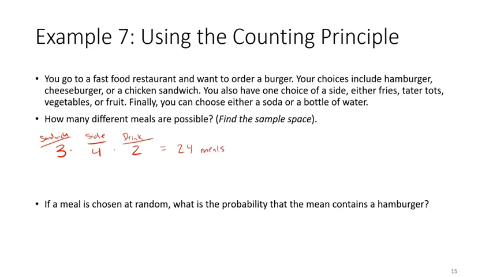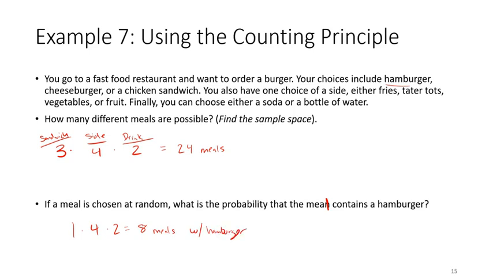So if we choose a meal at random, what's the probability that that meal contains a hamburger? Well, we may not know exactly how many outcomes have a hamburger in them, but we can figure that out still using the counting principle. So let's say instead of having a choice of a sandwich, we just have one sandwich, a hamburger. That means we could have up to 8 possible meals with a hamburger.